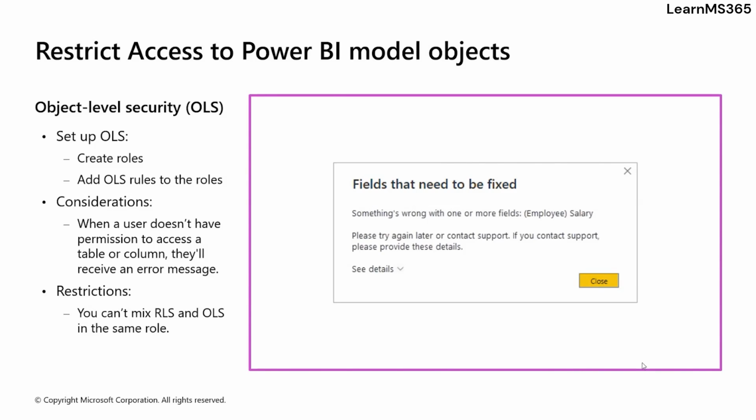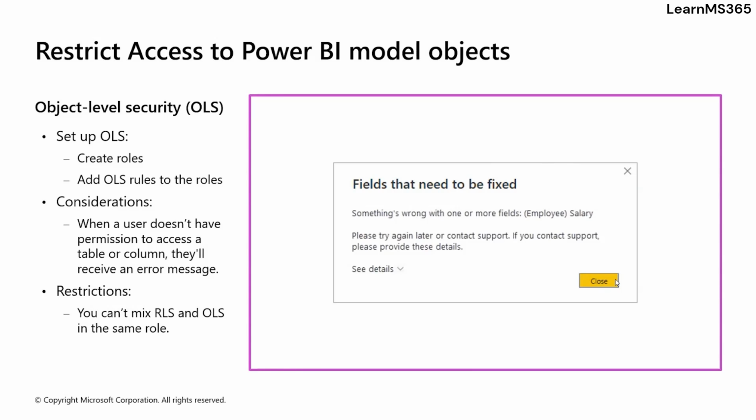So let's first discuss how we can set up object level security. To set up object level security, you can start by creating the roles. You can create roles in Power BI Desktop in the same way we do when we set up RLS. Next, we need to add an OLS rule to the roles.